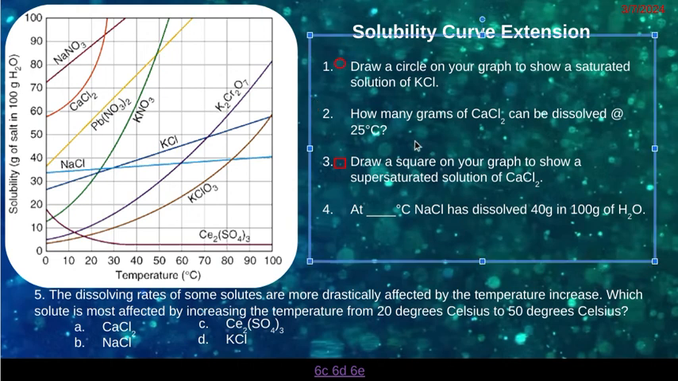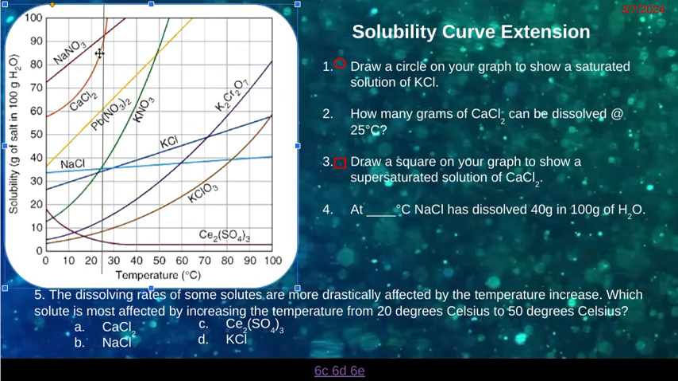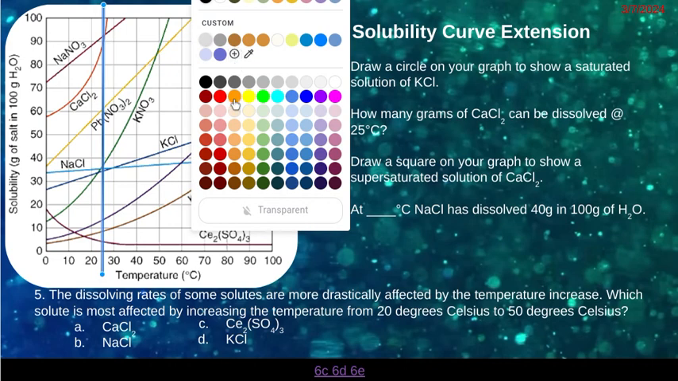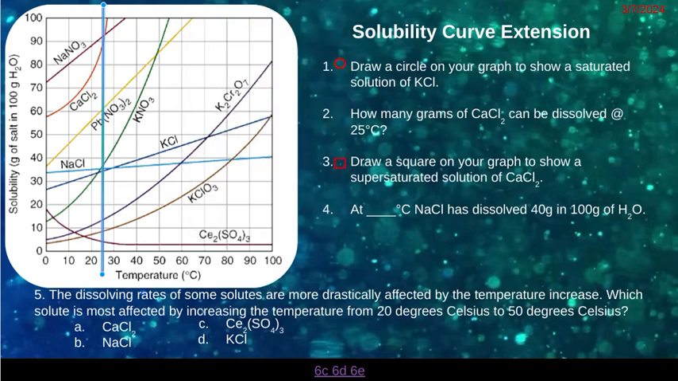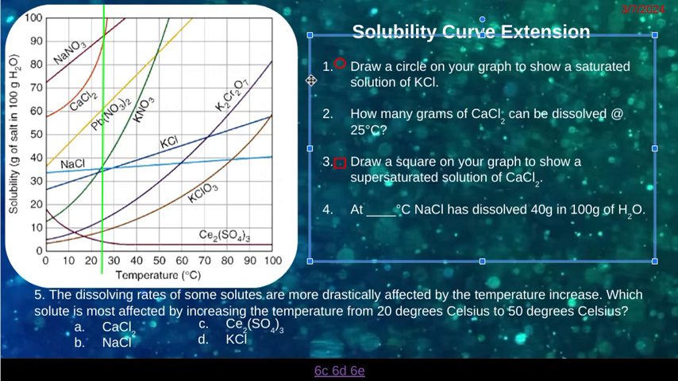All right, how many grams of CaCl2 can be dissolved at 25 degrees Celsius? So when I see a temperature or grams, I'm going to go ahead and just try to draw a line. So I'm at 20. I said 25. So 25 is halfway between 20 and 30. So 25, that's the line. Now if you want to make it a little bit more obnoxious or clear that that's the line, then you can do that.